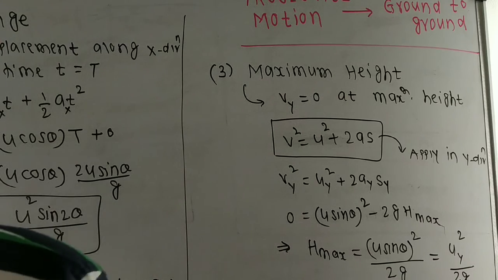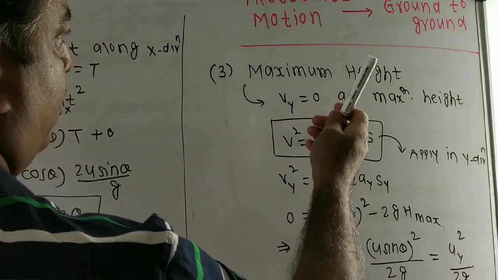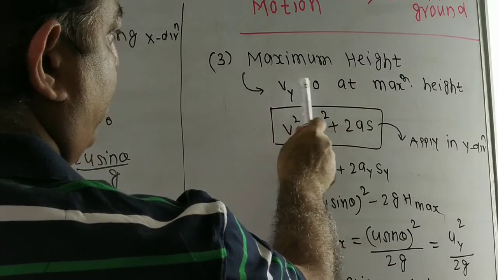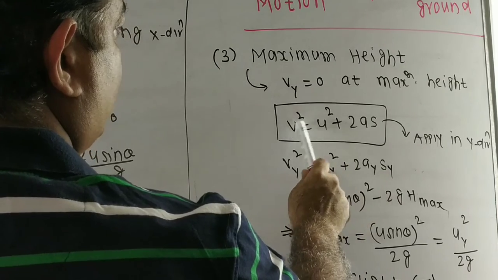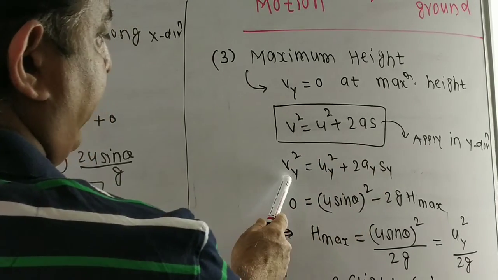Okay, now the third physical quantity is maximum height in a ground to ground projectile motion. Now remember, at the maximum height, y component of velocity is 0. So we know the kinematics formula, v square is u square plus 2as. Apply this formula along y direction.